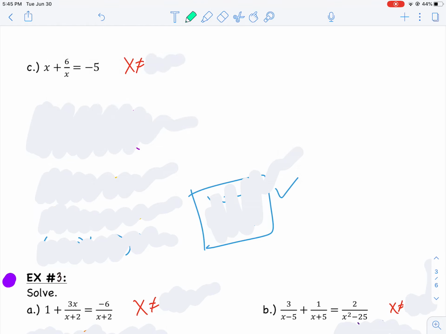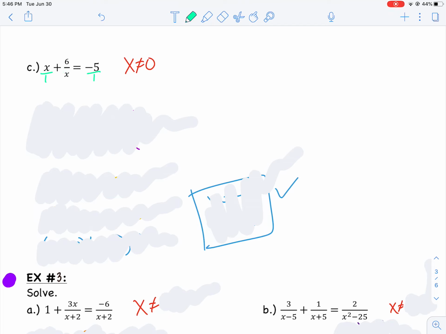On c, it looks like we have three fractions. We have x, or x over 1, plus 6 over x equals -5. Or can I say -5 over 1? And so I notice that I have a variable in this second fraction in my denominator. And if I set that equal to 0, I know my domain restrictions are x cannot equal 0. X should be able to be anything else except for x equals 0.